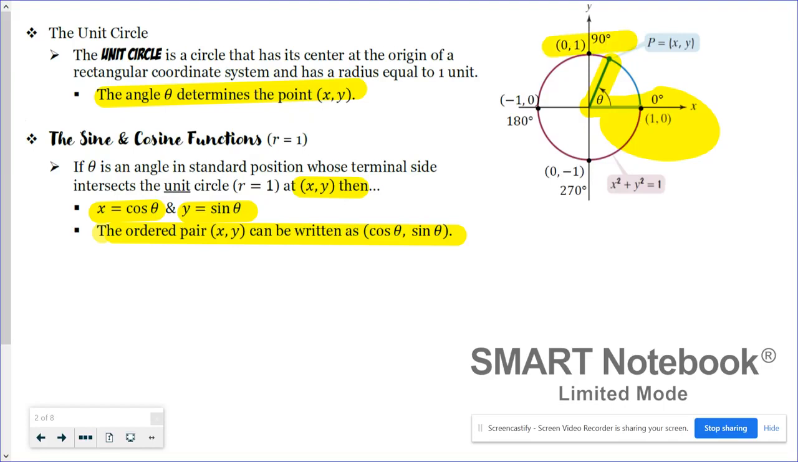At the 90-degree mark, we have the point 0, 1. So what that is saying is that cosine of 90 degrees is equal to 0, and that sine of 90 degrees is equal to 1.